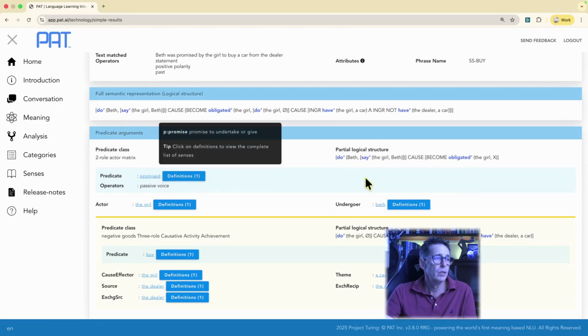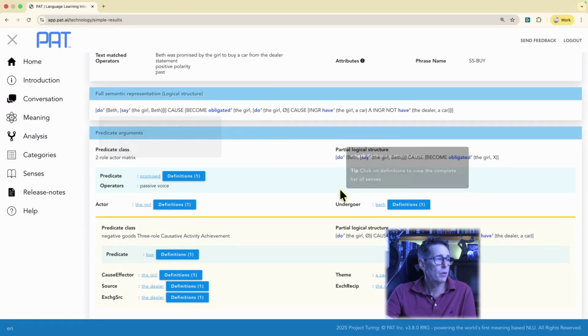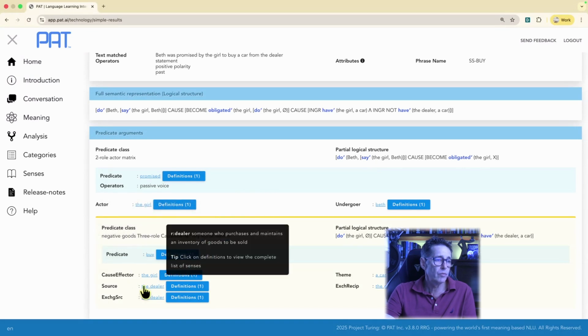That's the way that we represent it. And what that says is that Beth says something to the girl, which causes the girl to become obligated to do something. The X is the something that is obligated. So here's our juncture line that separates this part of the sentence from the rest. And the rest is the X. So then the girl buys from the dealer a car.